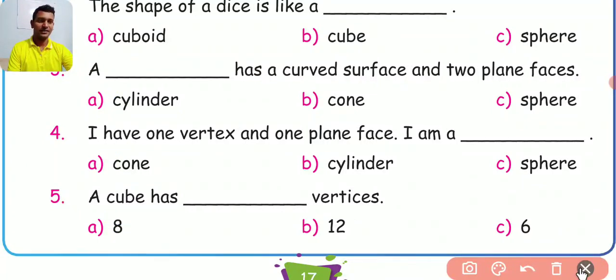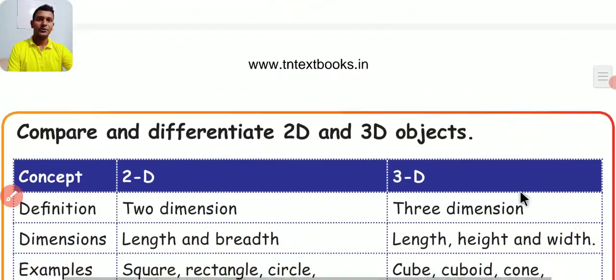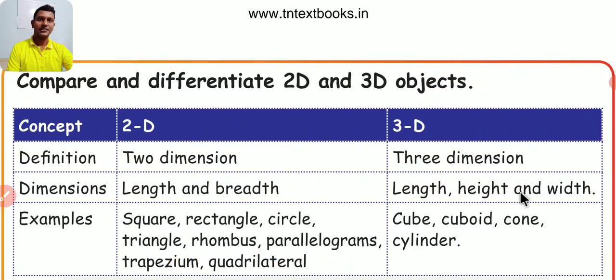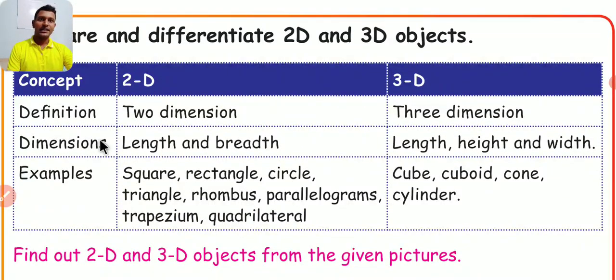That's all, students. Next, we move on to compare and differentiate 2D and 3D objects. Here is the comparison: concept, definition, dimensions, examples of 2D and 3D shapes. Now, what is the definition?